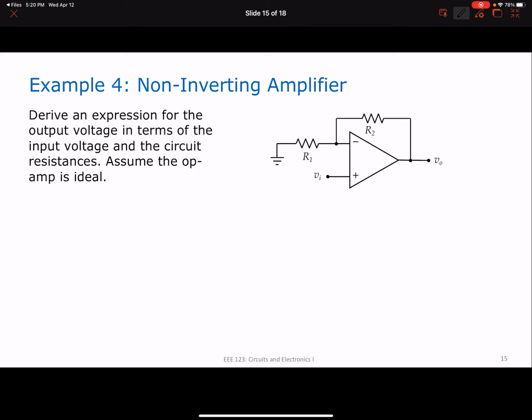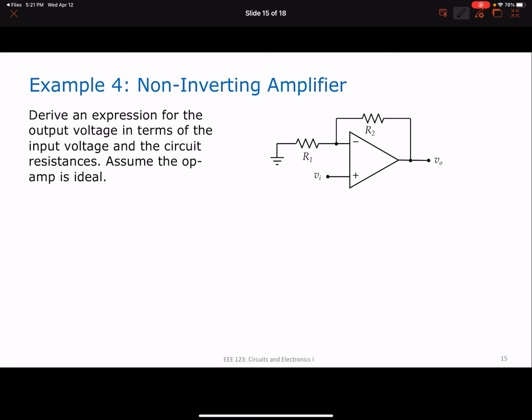Okay, this is the fourth standard op-amp building block, and you call this the non-inverting amplifier. Again, the problem is to derive an expression for the output voltage in terms of the input voltage and the circuit resistances. Again, first check if there is negative feedback, and in this particular case, yes. Vo is fed back to the inverting input through resistor R2.